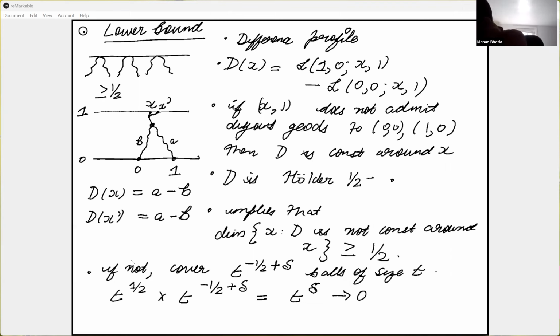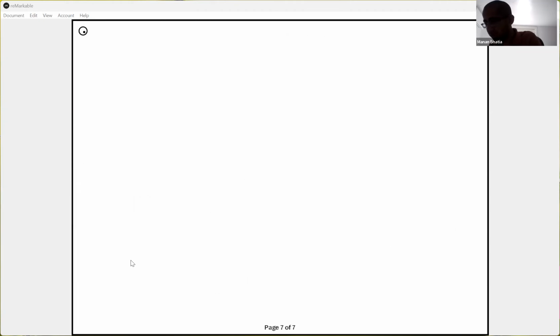And of course, if you have a lower bound of 1/2 on the set of points with disjoint geodesics to 0 and 1, you of course have a lower bound on atypical stars, because in particular, these are atypical stars. Okay, so this difference profile works here, but I should tell you why it works here. It seems very magical. The intuitive reason for it working is that here the difference profile turns out to be monotonic.